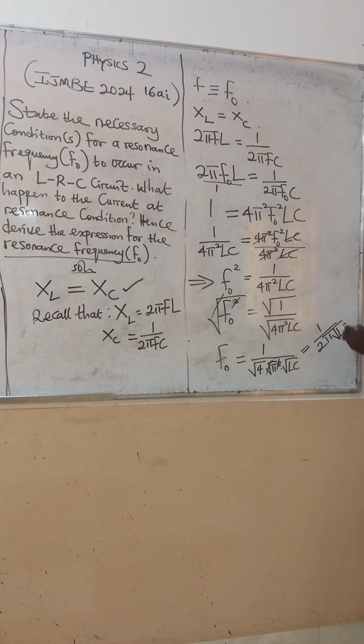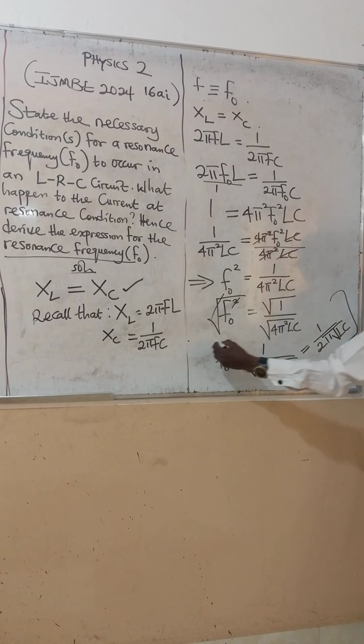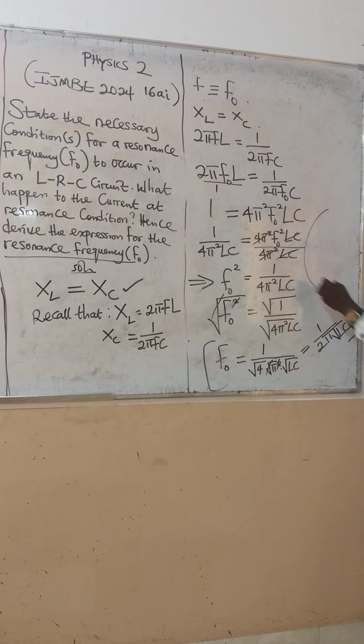LC. This expression here gives you the expression for the resonant frequency, which you can just put down to be F naught equals 1 over 2 pi root LC.